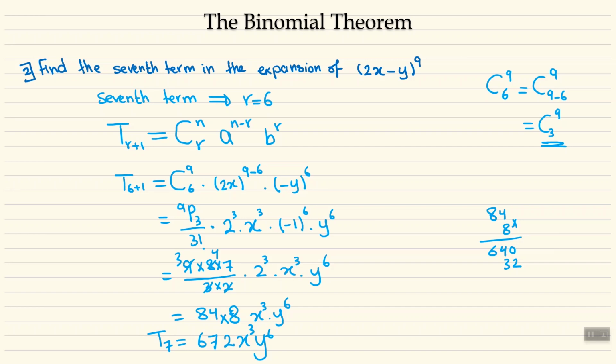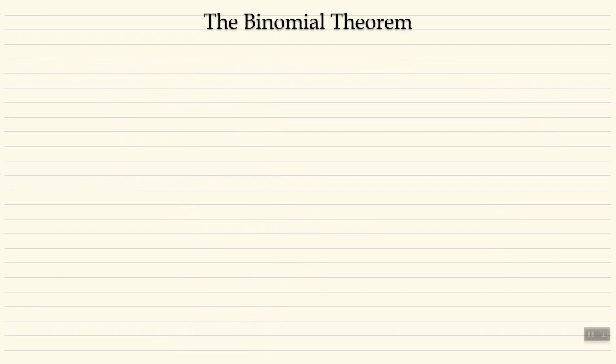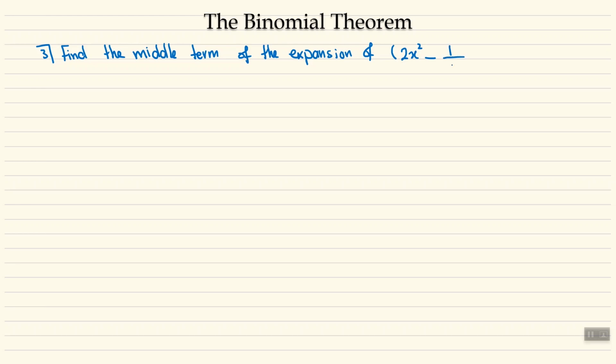And let's check a new idea now. So here, question number 3. Was that number 2? Yes, number 3. This question says the following: find the middle term in the expansion of (2x squared minus 1 over 2x) all to the power of 12.